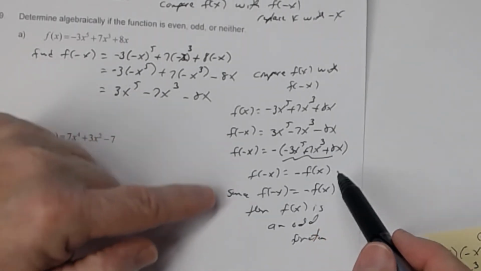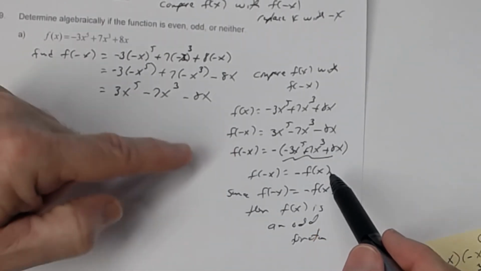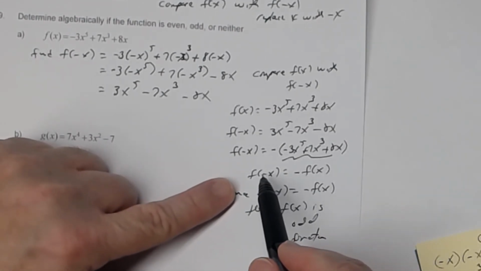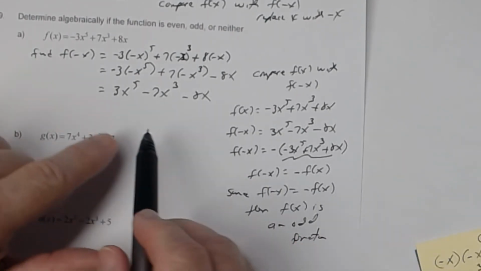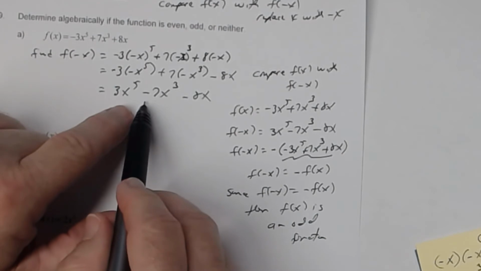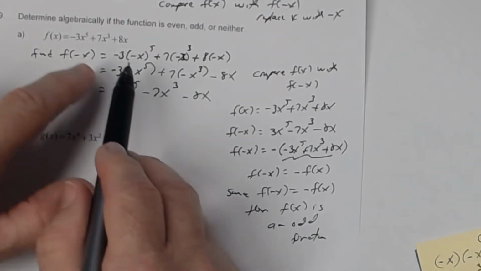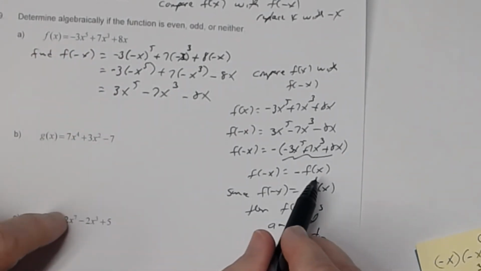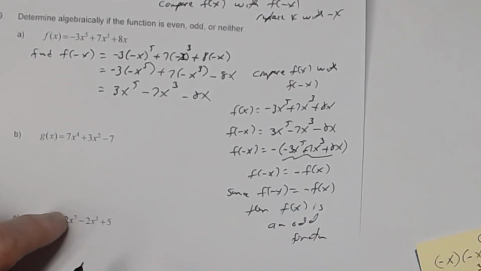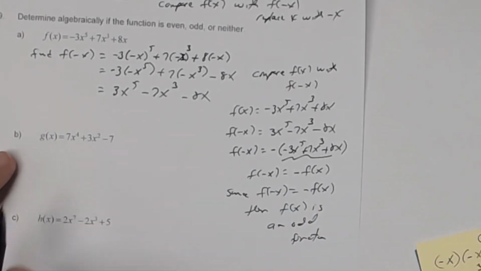But if you wanted to go further, you can break it down further and explain why it's an odd function. Because f of negative x, it turns out, see, this is f of negative x. F of negative x is the opposite of f of x. That's what this says, the opposite of f of x. All right, so let's look at part B.